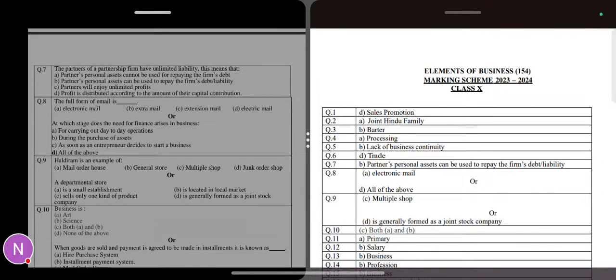Ninth question. Haldiram is an example of A, mail order house, B, general store, C, multiple shop, D, junk order shop. So the correct answer is C, that is, multiple shop.